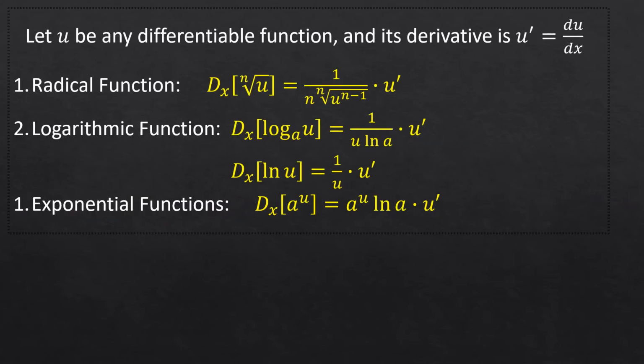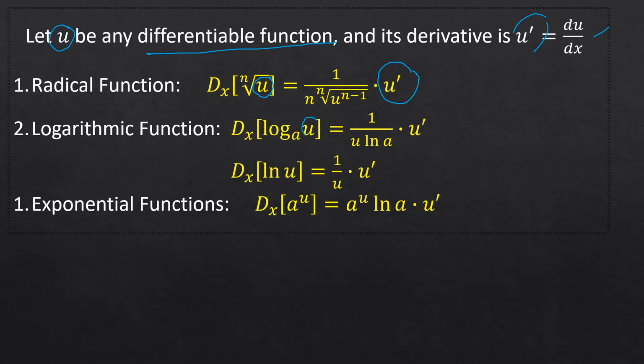So to get the derivative of radical, logarithmic, and exponential functions, we let u be any differentiable function. And we just use u prime representing du over dx. So ibig sabihin dito, kapag radical, pag nakita natin yung radicand that can be differentiable, gagamitan natin siya ng chain rule. So kukunin natin ang derivative nun.